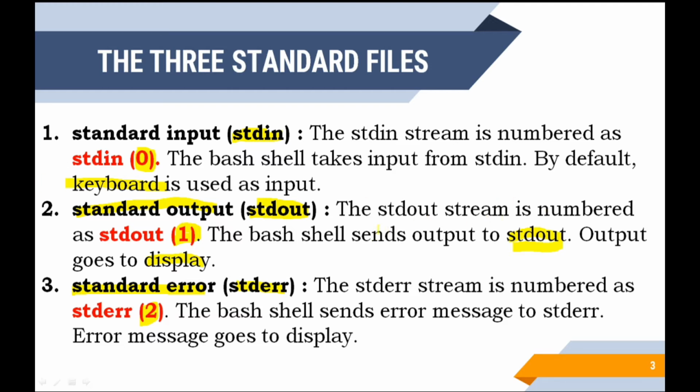Then standard error has the integer number 2, and while executing any program or command, if any error occurs, it will be redirected to your standard error. By default, your terminal will be your standard error device. We can even use a file as our standard error file or our standard output file.